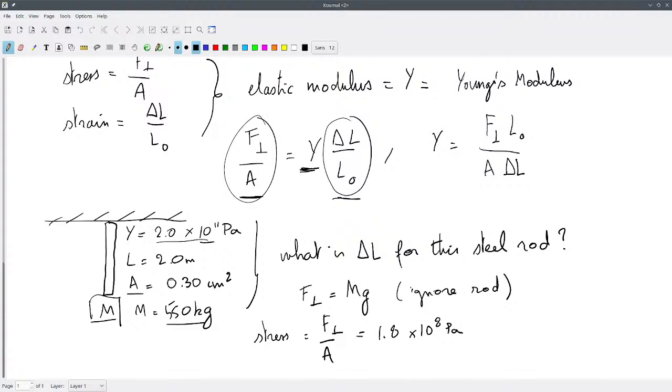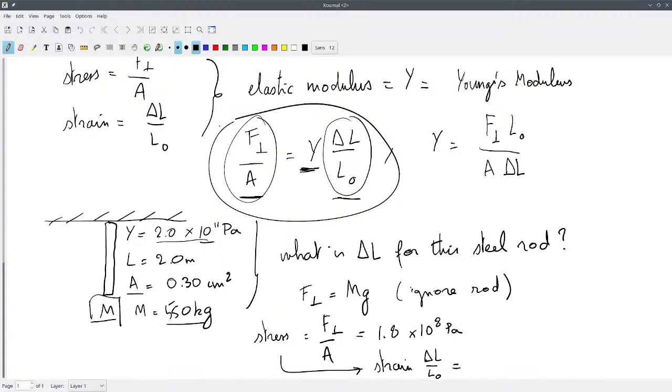And we can calculate the strain from this stress. So the strain, delta L over L0, will be, we got to invert our equation here. So 1 over Y times the stress, F perpendicular over A. And that will give us then that delta L is 1.8 millimeters.